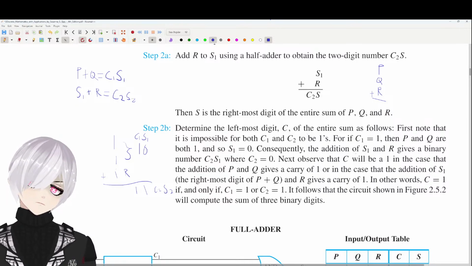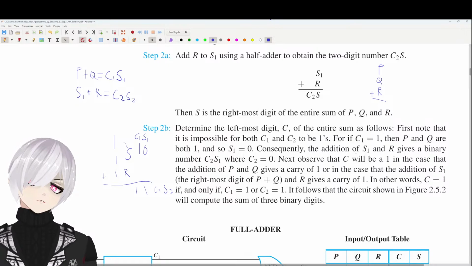Yeah, I missed that that was part of it. They probably should have organized the proof better, like with multiple paragraphs. So the first thing they want to show is that C1 and C2 aren't both one. To prove that, they have multiple steps, and the first step is: assume that C1 is one. We're going to show that C2 couldn't also be one.